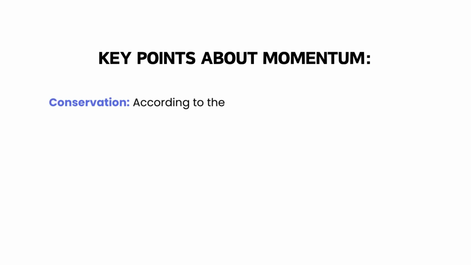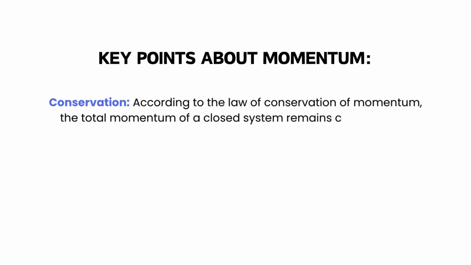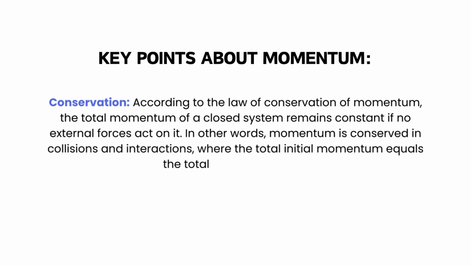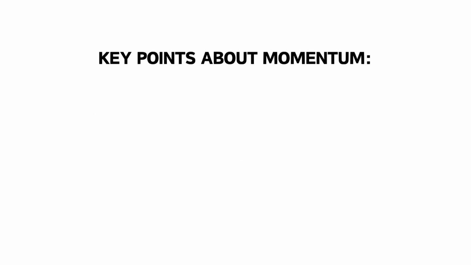Second, the conservation. According to the law of conservation of momentum, the total momentum of a closed system remains constant if no external force acts on it. In other words, momentum is conserved in collisions and interactions, where the total initial momentum equals the total final momentum.